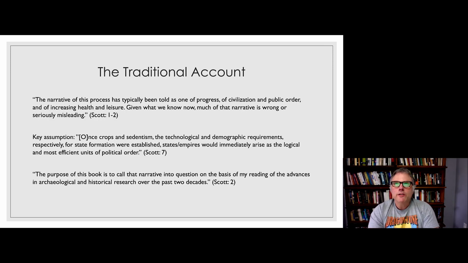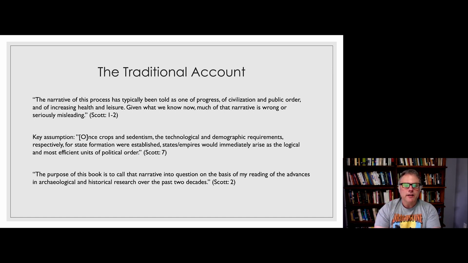Okay. Now our question is, how is it that Homo sapiens sapiens went from one way of living to this other way of living under these grain states, back in 3100 BC? Why did we start doing that? Now, Scott considers a traditional answer, just to set it aside. As Scott says, the narrative of this process has typically been told as one of progress, of civilization and public order, and of increasing health and leisure. He says that on page 1.